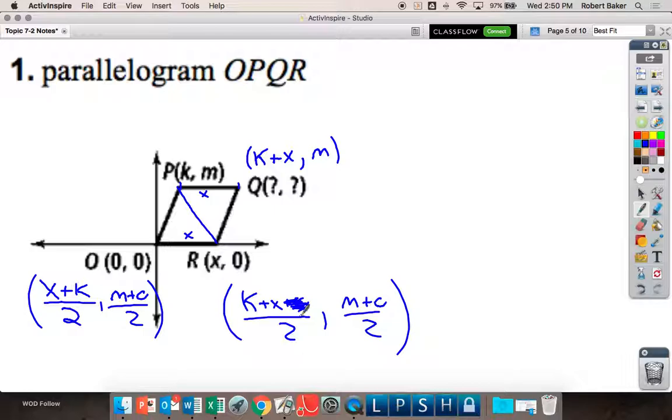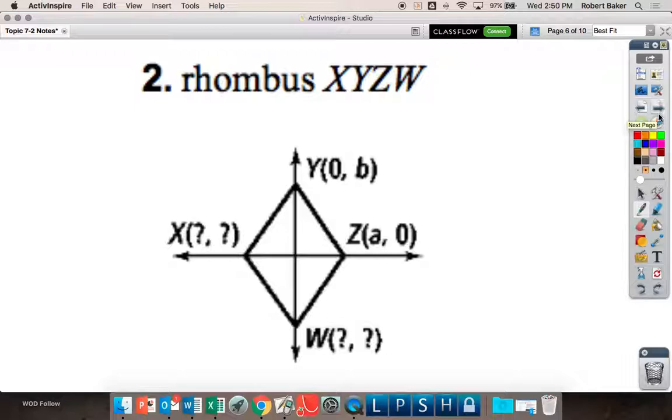Let's keep practicing. This is a rhombus.